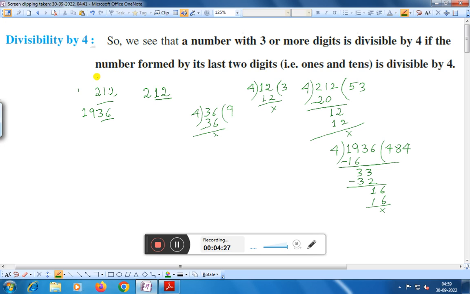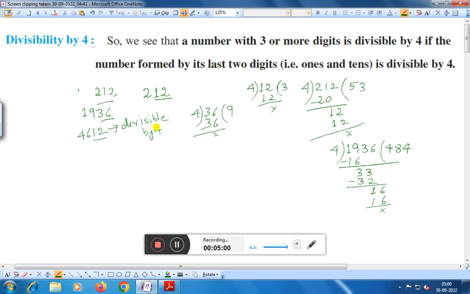So, if we take another example, suppose the number is 4612. Since the last two digits, 12, are divisible by 4, that is 4 threes are 12, therefore this number is also divisible by 4. Let us take another example.